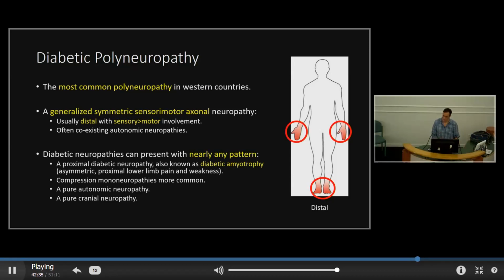However, all of the 4 compression mononeuropathies are more common in people with diabetes. Pure autonomic neuropathies are common in people with diabetes, and pure cranial neuropathies, like say a third nerve palsy, are common in people with diabetes. So diabetes makes all of these neuropathies more common.